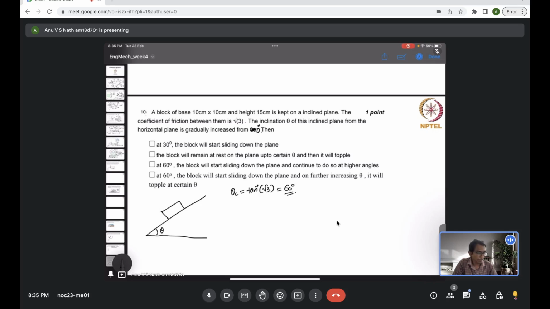So the option C: at 60 degree the block will start sliding down the plane and continue to do so at higher angles. If you go higher than 60 degree also, it will continue to move. So that's the expected solution.